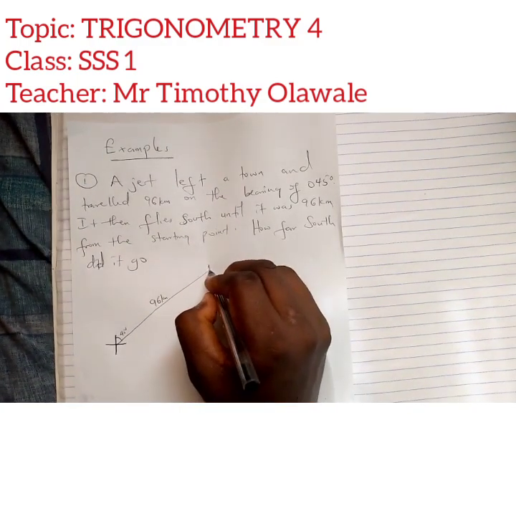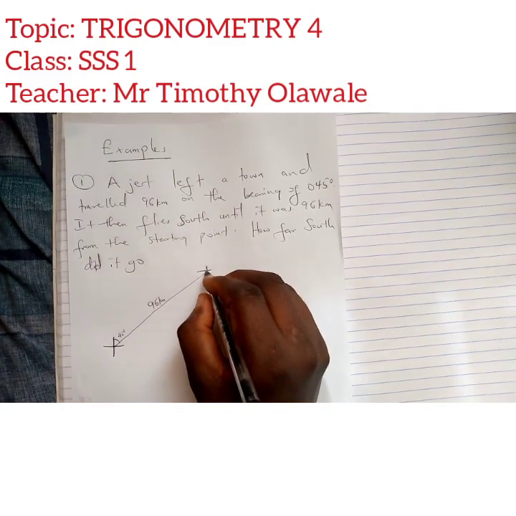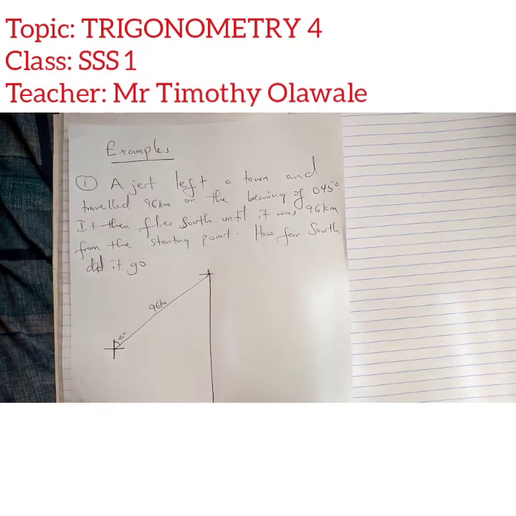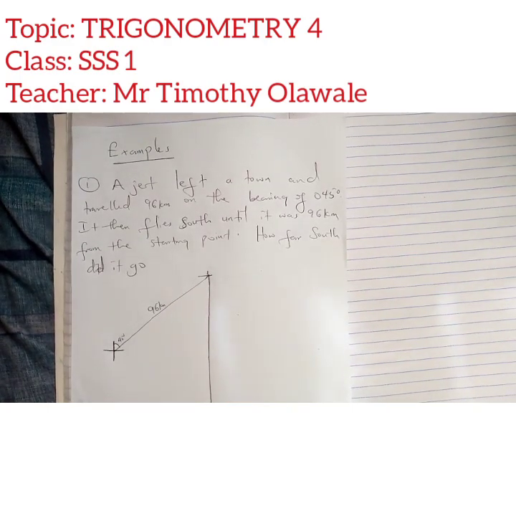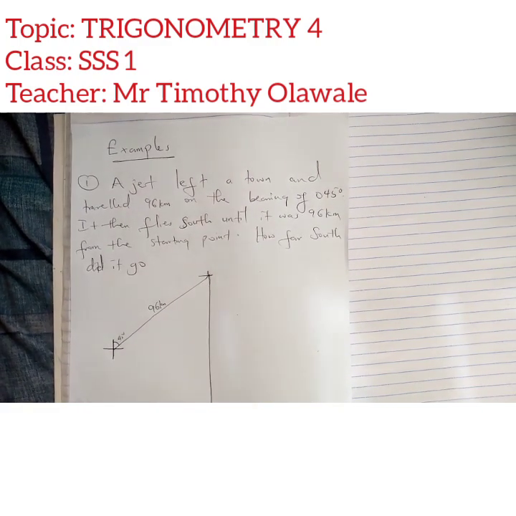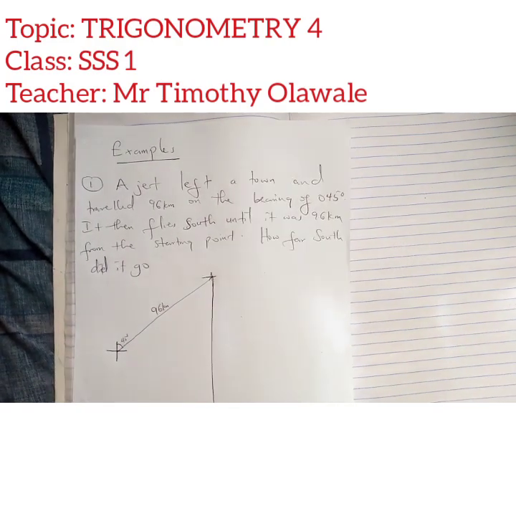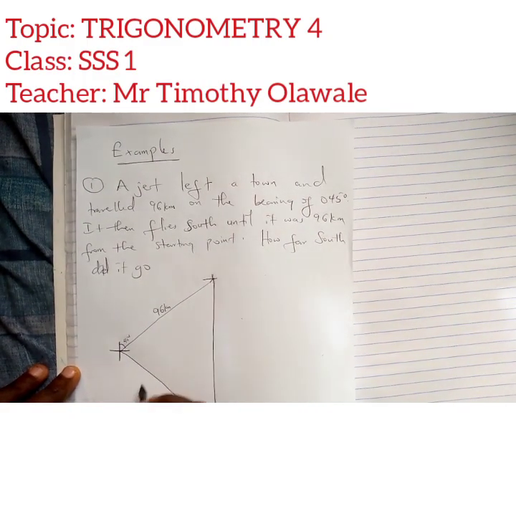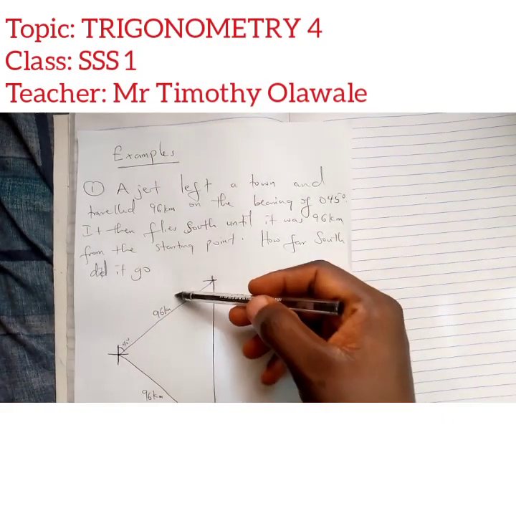Okay, so when it gets here, we have another four cardinal points. Pay attention. Then it travels south. That means it travels straight down. Are you with me? It travels straight down until it was 96 kilometers from the starting point. This is the starting point. So the distance between here and where it is now is also 96 kilometers. So this is 96, this is 96.